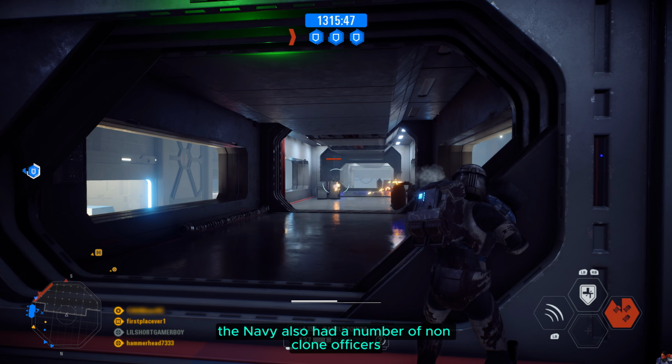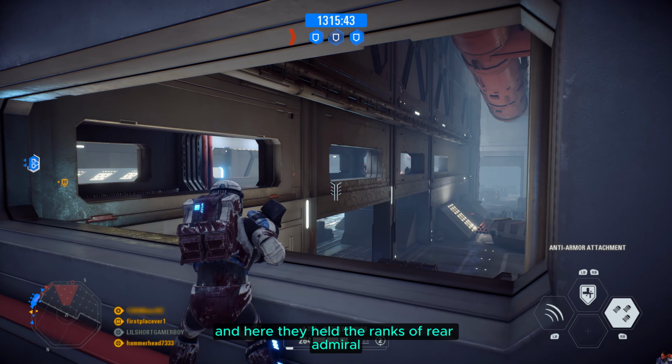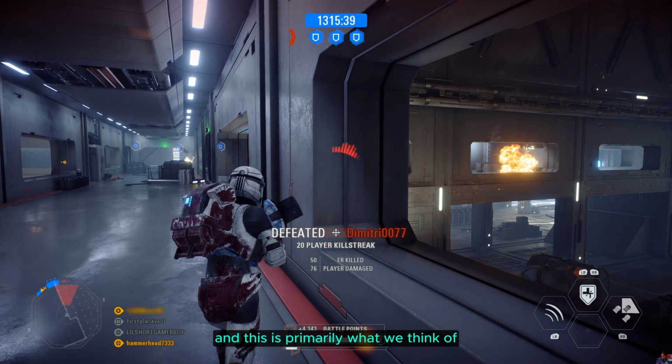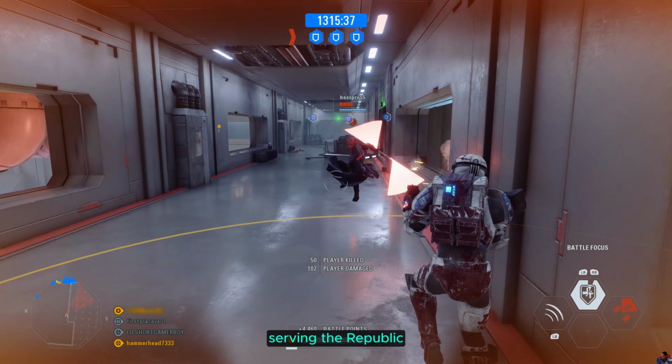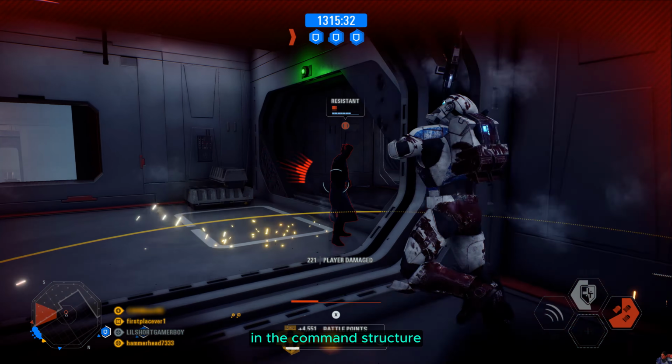Likewise, the Navy also had a number of non-clone officers, and they were actually more famous. And here they held the ranks of Rear Admiral, Admiral, Commander, Lieutenant, and Captain. And this is primarily what we think of when we think of non-clone officers serving the Republic. Nonetheless, now that we have the ranks established, we can understand how it all fits together in the command structure.